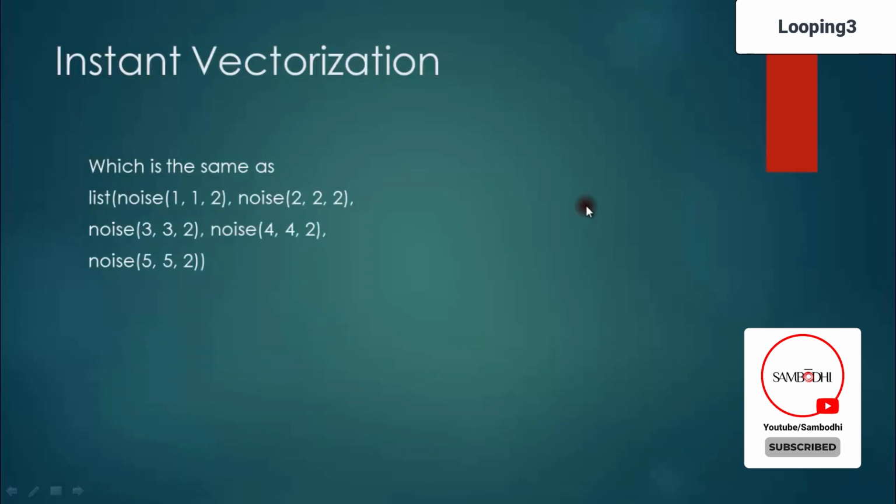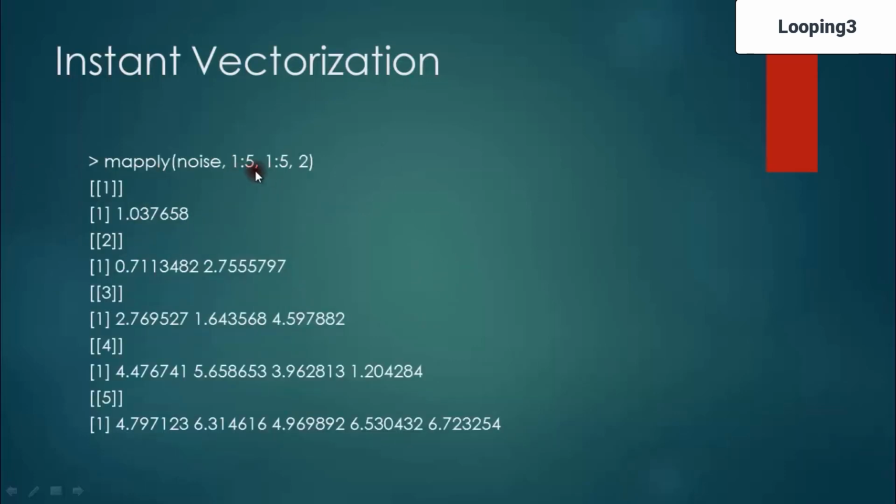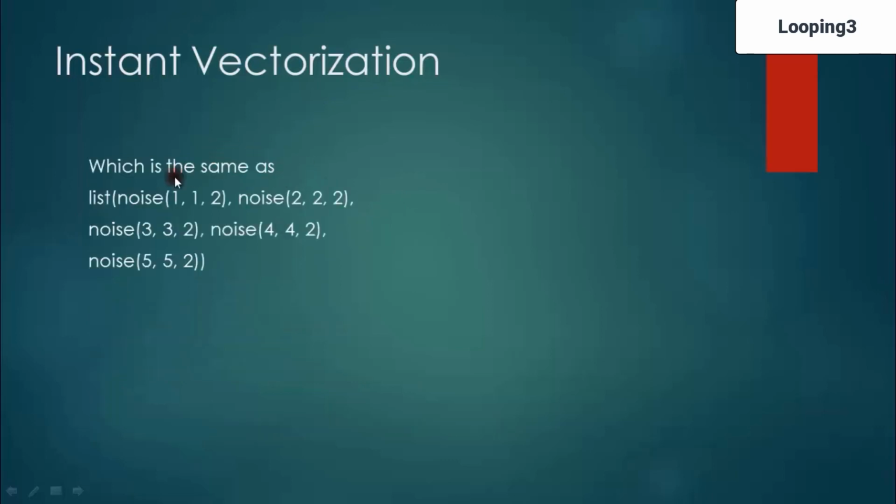So it is the same as a list of noise of 1 comma 1 comma 2, noise of 2 comma 2 comma 2, noise of 3 comma 3 comma 2. So basically the repeat function is simplified using mapply here, noise of 1 to 5, 1 to 5, 2. It will consider 1 comma 1 comma 2, 2 comma 2 comma 2, 3 comma 3 comma 2. That's what is expanded here, and for all those values the noise will be created. That's it. With this we'll finish the list of looping functions.